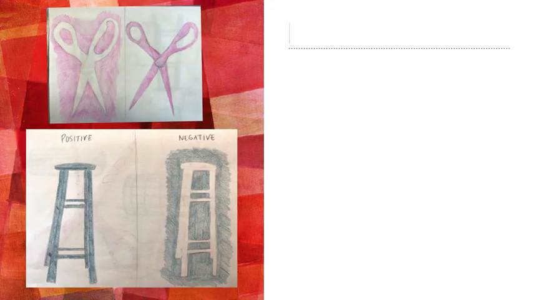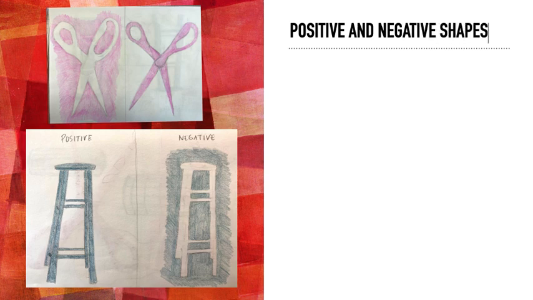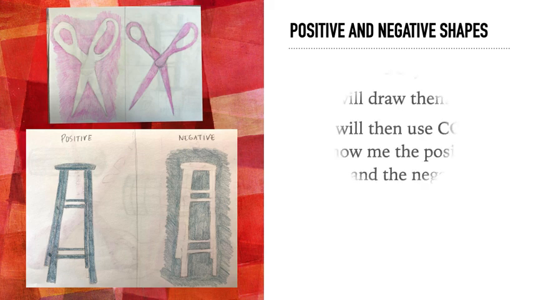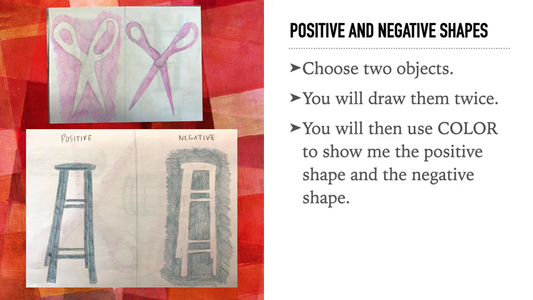Next thing we learned about was positive and negative shapes. So what you're going to be doing is you're going to be choosing two objects. You're going to draw them twice. Okay, so you can see in the example, I just drew the outline of a pair of scissors. I drew it twice. And then you're going to use color, crayon, marker, colored pencil, whatever you would like.